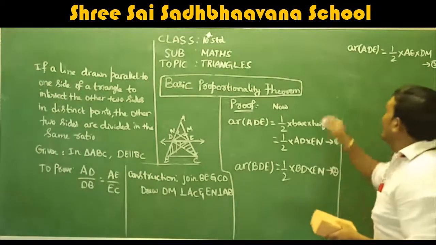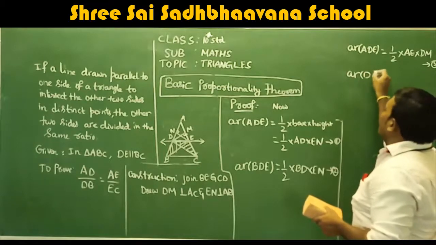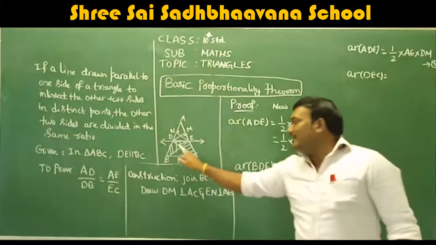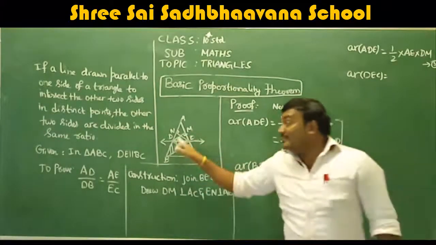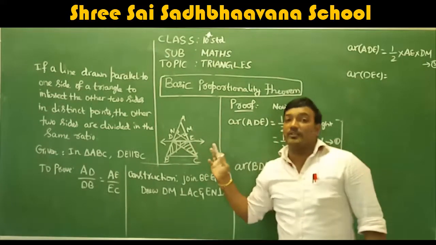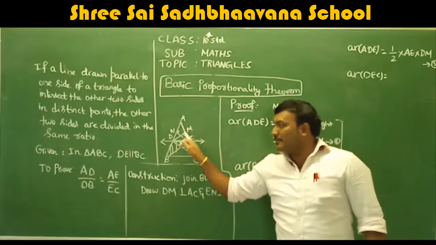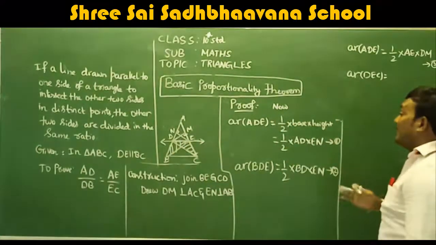Similarly, what is the area of the another triangle we have there? Area of triangle DEC. What is the triangle here? DEC. This triangle. Obviously, DE is the side. DE cannot be taken as perpendicular. So you extend E to M and DM is the perpendicular for the base EC.